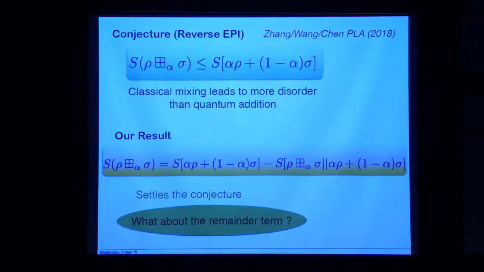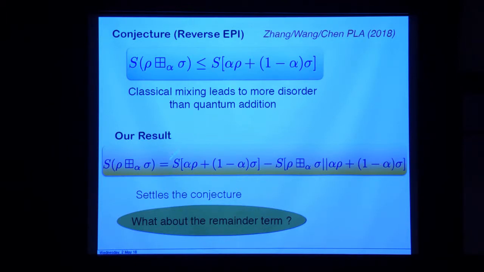Recently this was conjectured by Zhang and others. What they tried to prove is the following: given this quantum addition and given a classical addition like this, which is more or which is less? They tried to prove that for certain values of alpha, like alpha equal to half, the entropy of the quantum addition is always lower than the entropy of the classical addition. But they left this as a conjecture, since for general alpha they could not prove this.